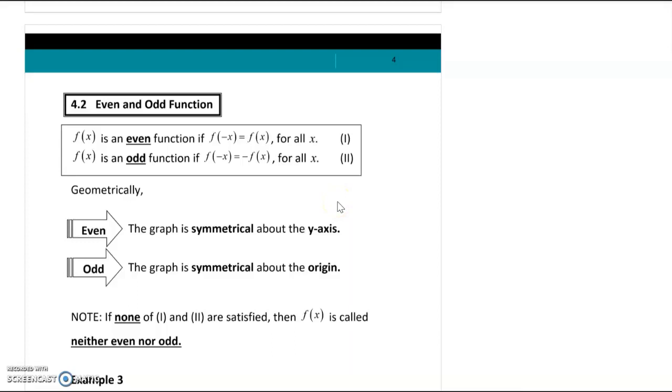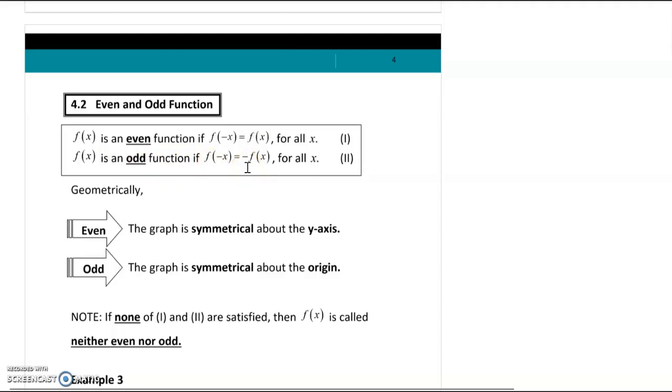Okay, 4.2, even and odd functions. In this part, we want to know how we identify whether a given function is an even or odd function. So we have the mathematical rule here for even and odd functions. The first one: f(x) is an even function if we satisfy this rule, f(-x) equals f(x), and it is an odd function if we can show that f(-x) equals the negative of f(x).